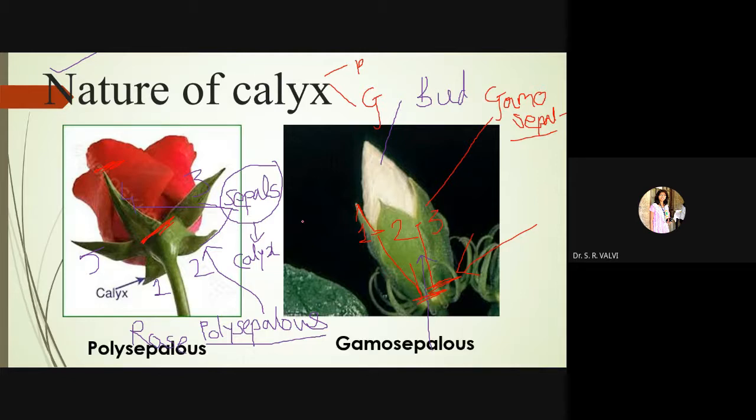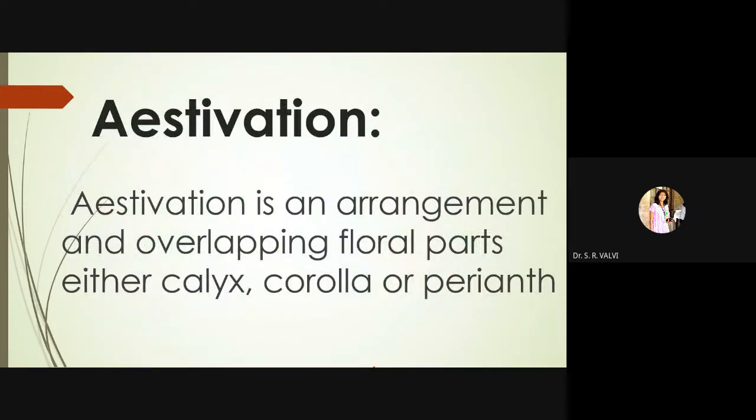Next, so here you can see Polycephalus. I have even given the title of these things, poly and gamo. Now, next part is estivation. So what is this estivation, right?